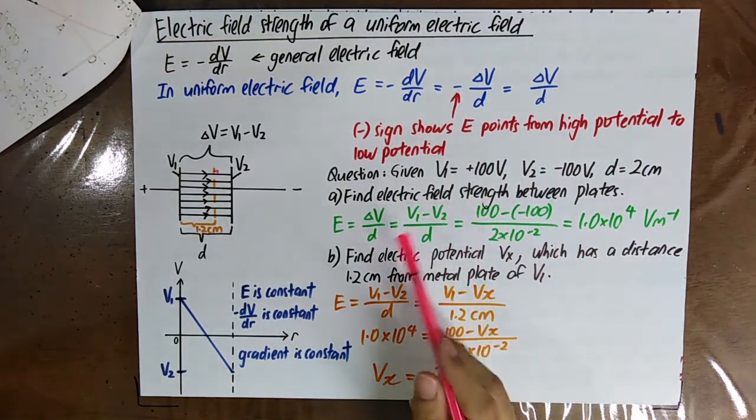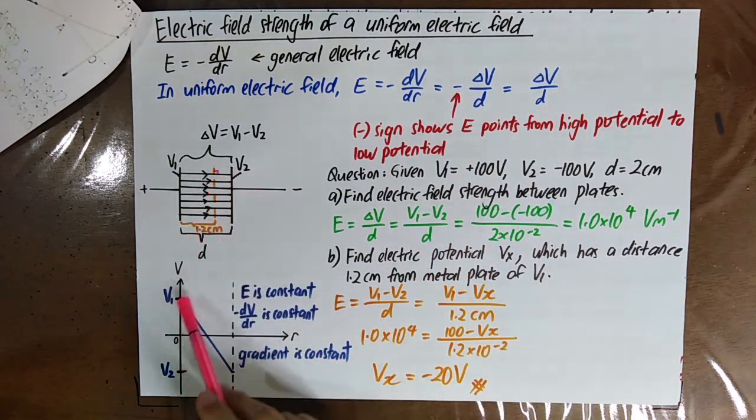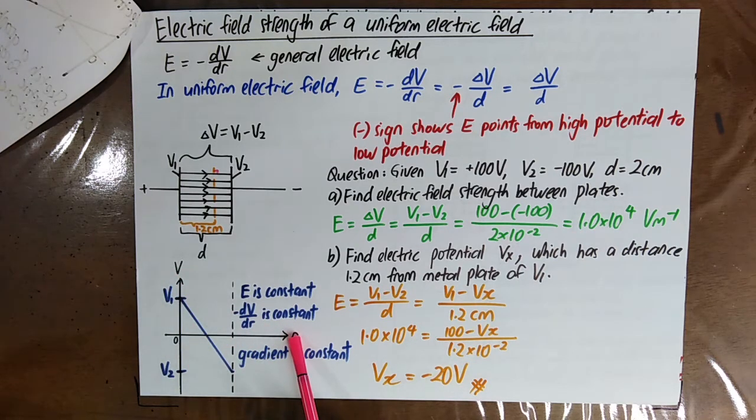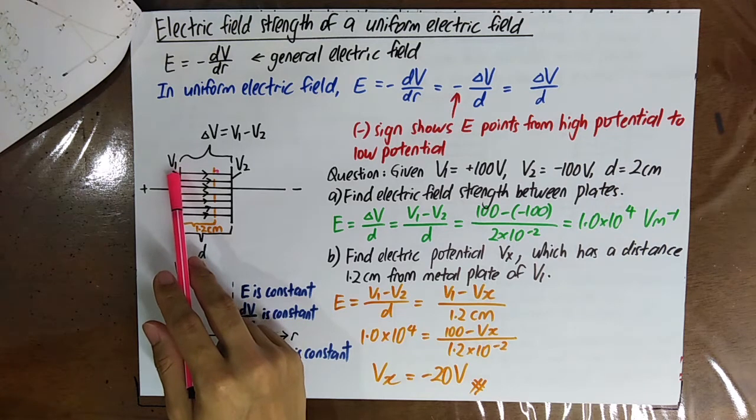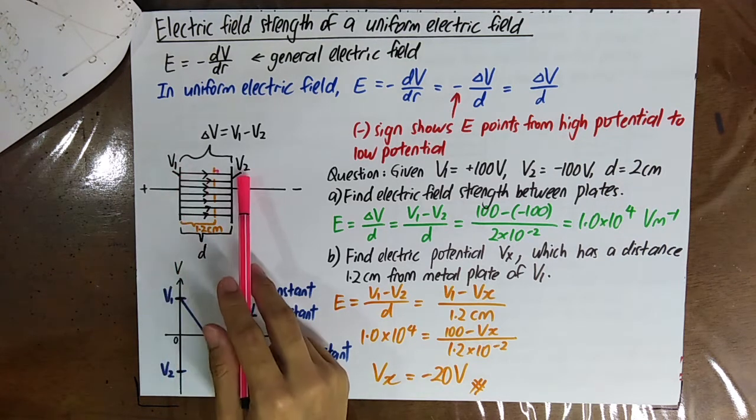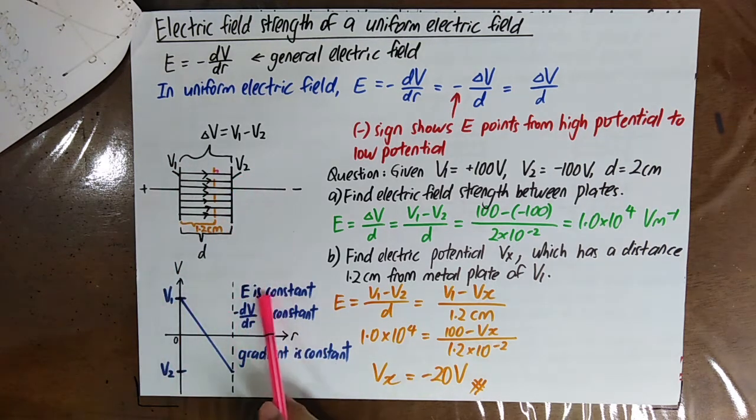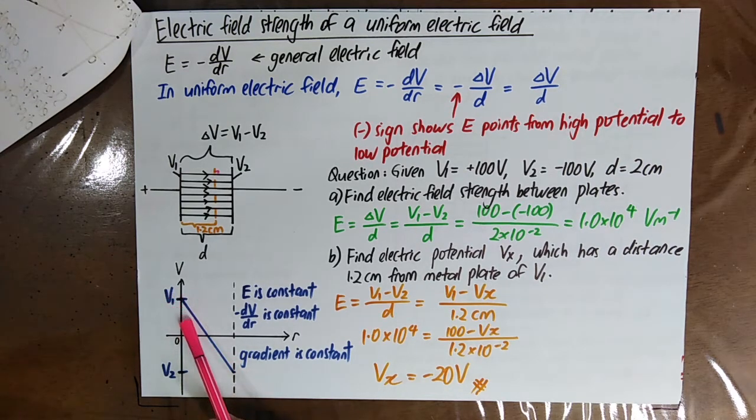Okay, so the electric potential with the distance graph is shown like this. This is at a higher potential, this is at a lower potential, and then the electric field is a uniform electric field. So you know that the gradient is a uniform gradient. That means that the gradient is just a constant.